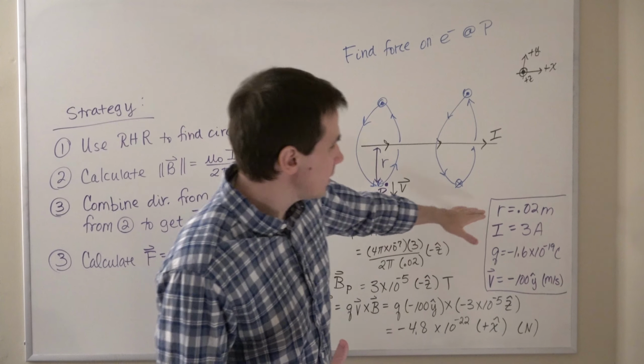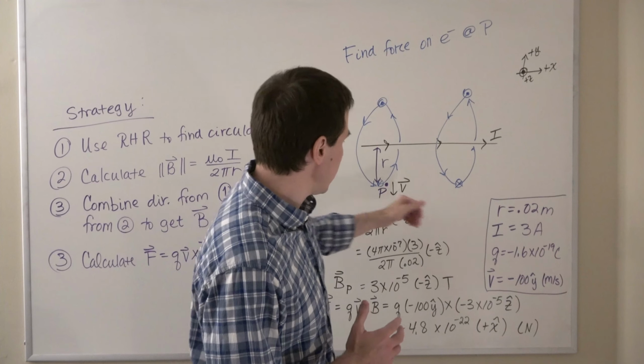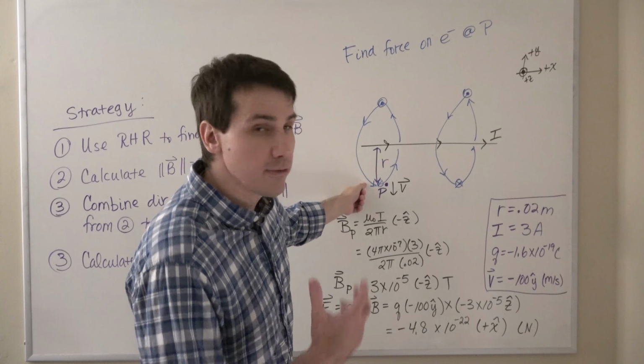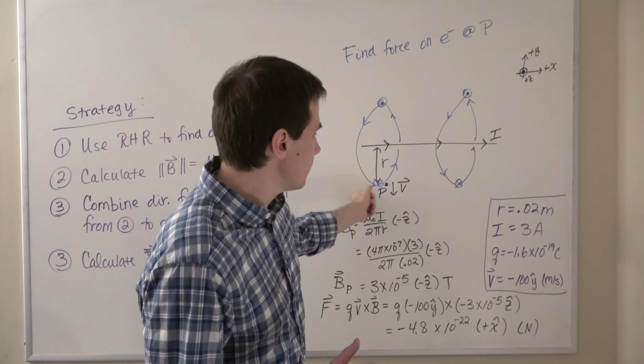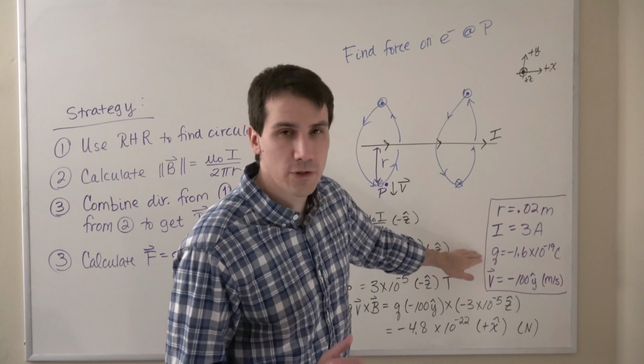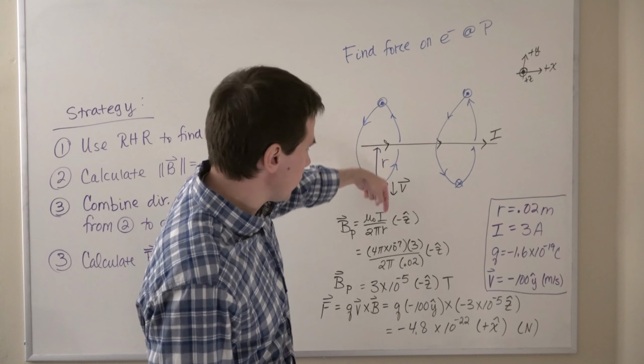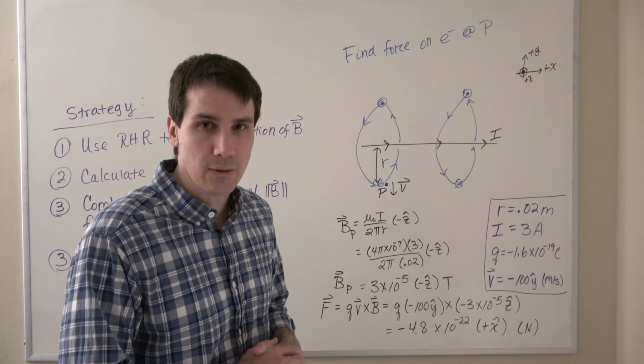Okay, we've been given a few different initial conditions here. So we know the radius, so we know how far our electron is from the wire. We know the current through the wire. We know the charge of the electron, and we know the electron's velocity. It is in the negative y hat. The electron is moving downward.